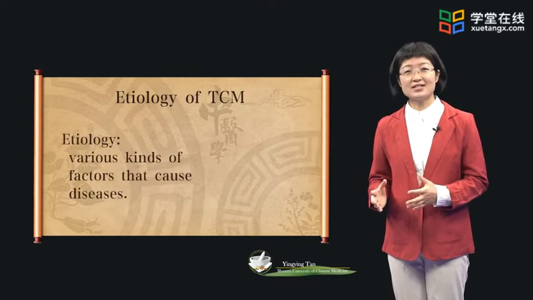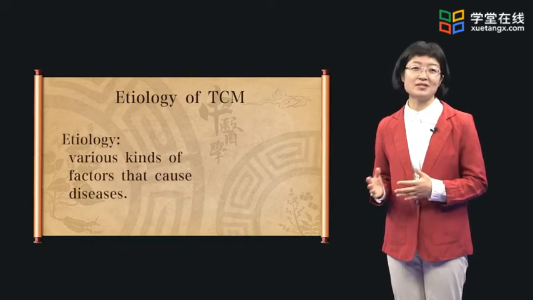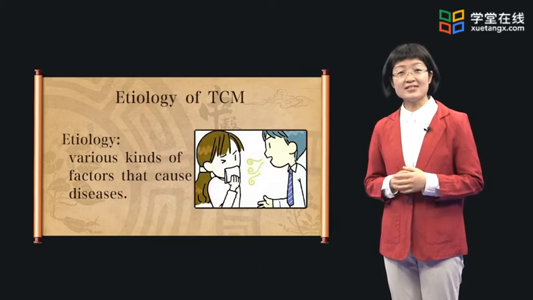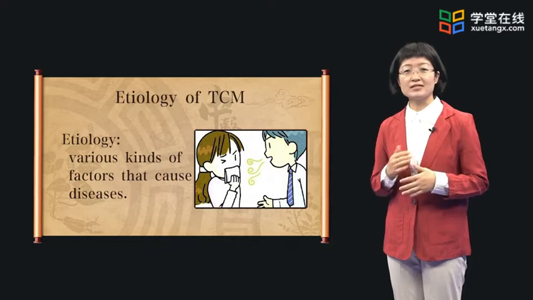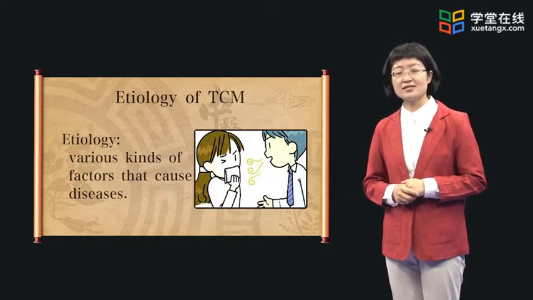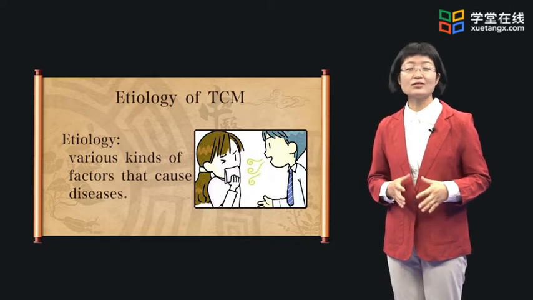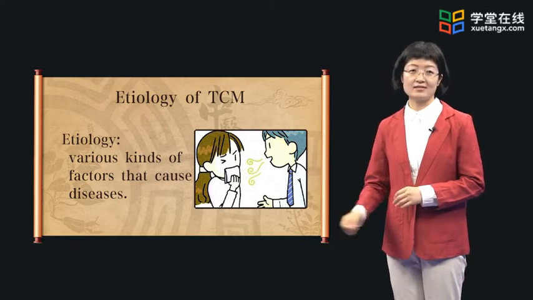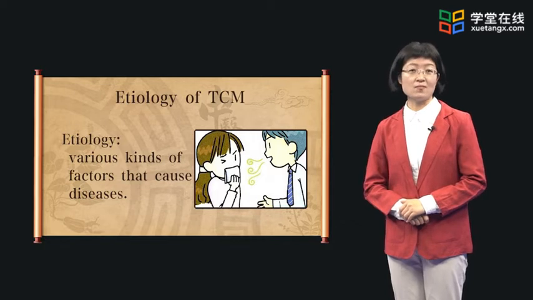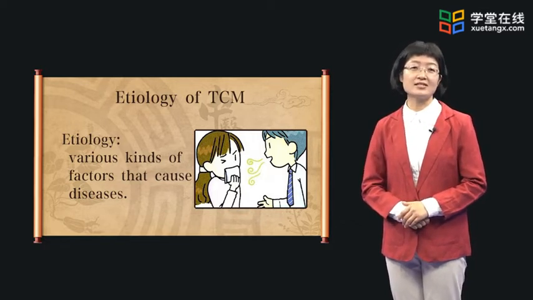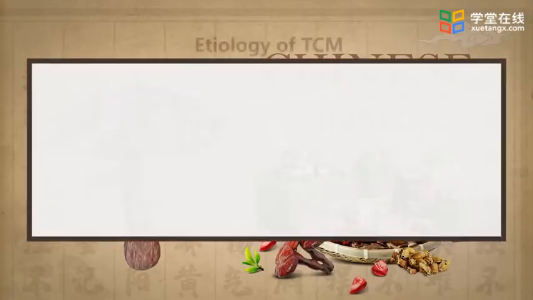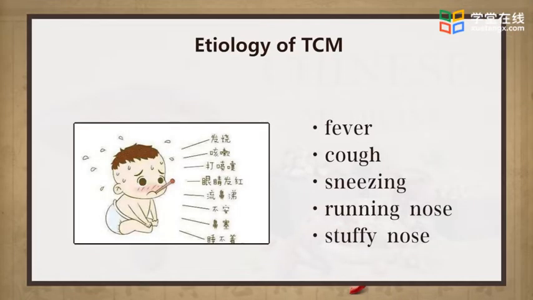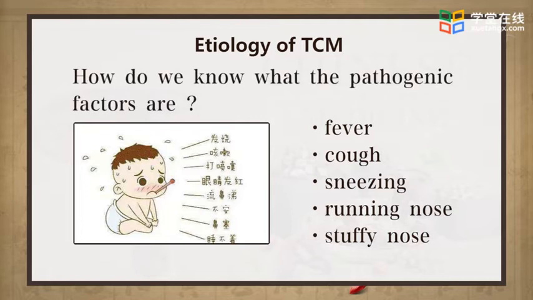There is a close relationship among etiology, pathogenesis, and symptoms. Etiology and pathogenesis mainly discuss the cause of disease and the mechanism of disease occurrence, development, and evolution. According to TCM, etiology refers to various kinds of factors that cause diseases, such as abnormal climates, severe emotions, phlegm retention, blood stasis, etc. For example, we have a patient with symptoms like fever, cough, sneezing, running nose, and stuffy nose. How do we know what the pathogenic factors are?